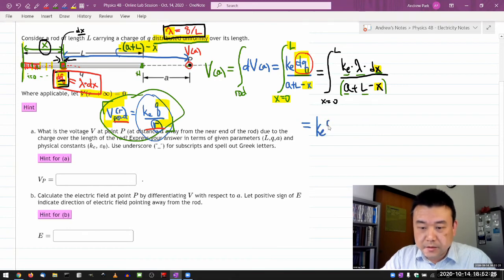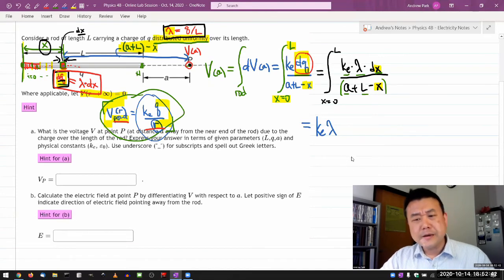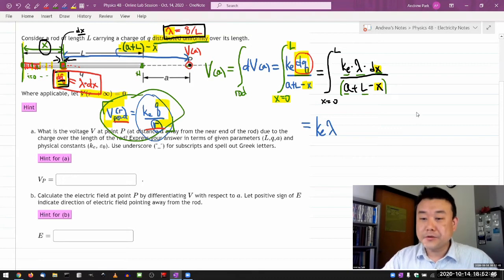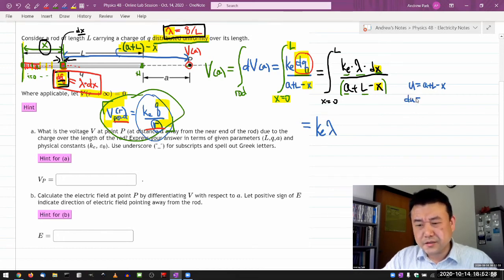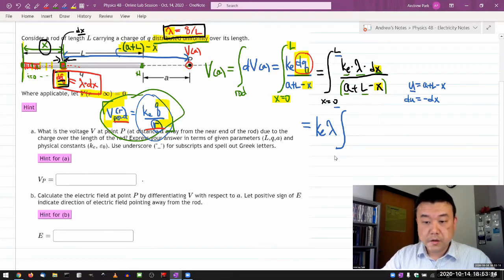So Coulomb constant times the density can be factored out. And let me do this more systematically than I would normally do. I would be skipping a bunch of steps, but let me do a proper u substitution here. The substitution I'll be making is u equals a plus L minus x. That means du is equal to minus dx, and that's going to be reflected as I'm substituting things in. With this substitution, I need to be mindful that my limits will change. So u goes from a plus L, when x is equal to 0, to a, when x equals L.